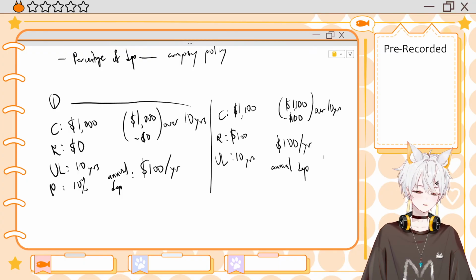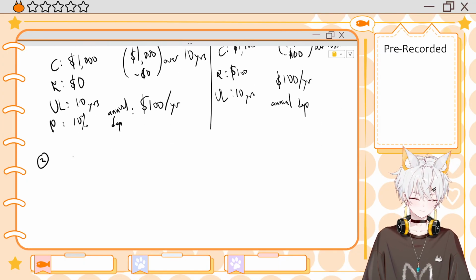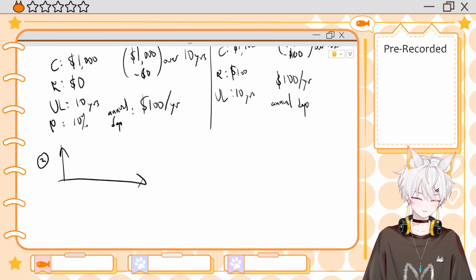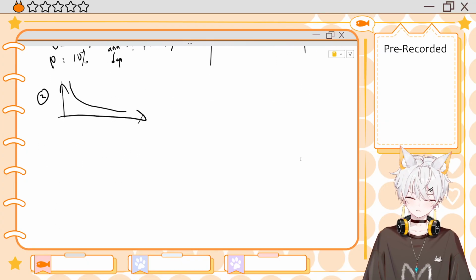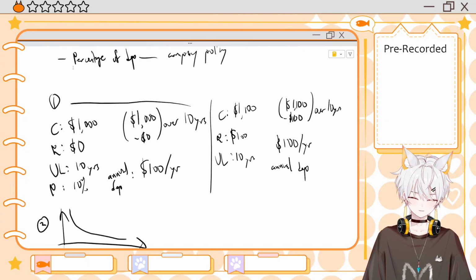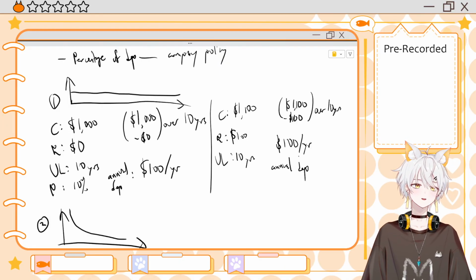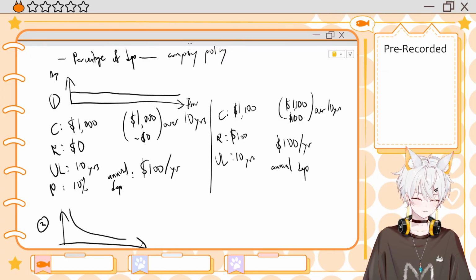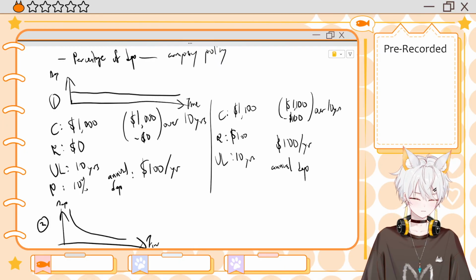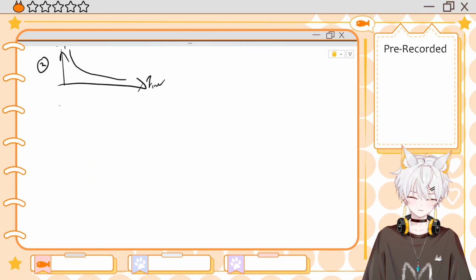Now we go into the second method, which is actually straightforward: reducing balance. What does this mean? If you like looking at graphs, the depreciation actually starts out higher and then decreases over time. So it looks something like this. Okay, I'll add a graph for this as well. The graphs show the depreciation expense over time, so this is DEP over time.